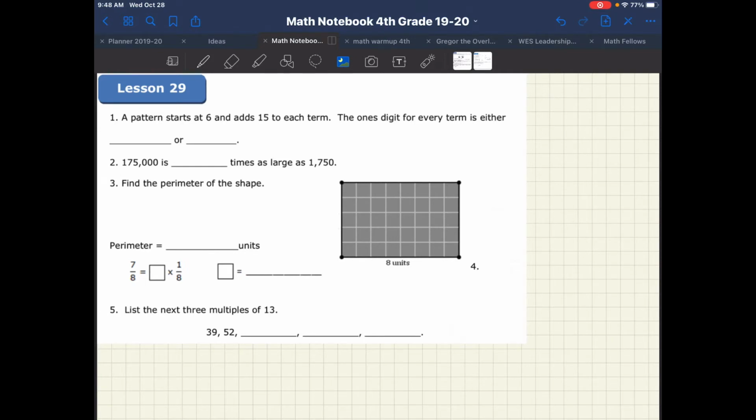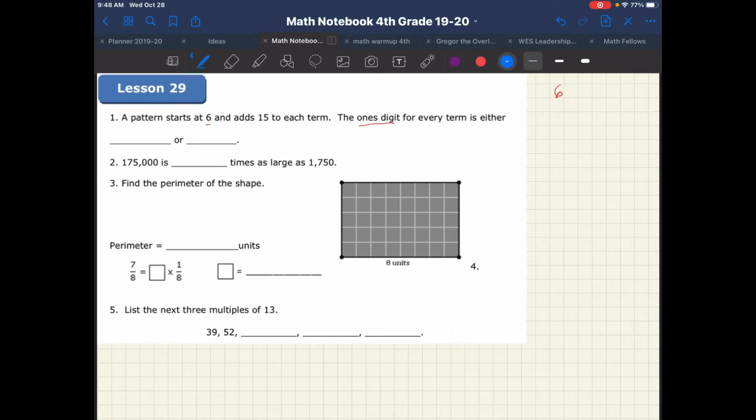That one's digit for every term is either blank or blank. And we're like, what? Blank or blank? So the key here is we really have to do some of the pattern to see what happens in the one's digit. So it starts at 6. I'm just gonna write a 6. There's my first term. And then we add 15. So we always add 15, and that's how we get the next term.